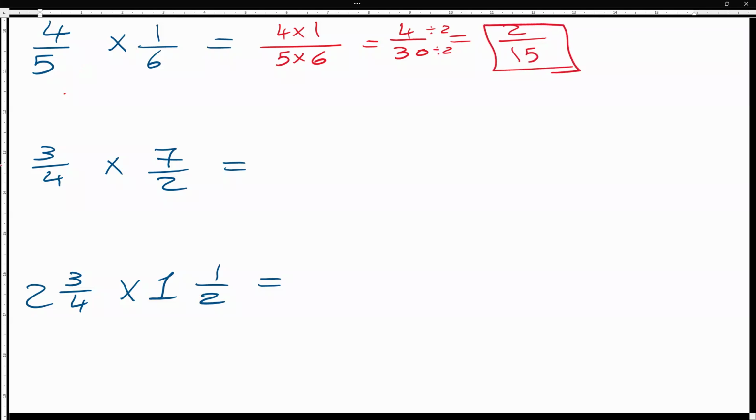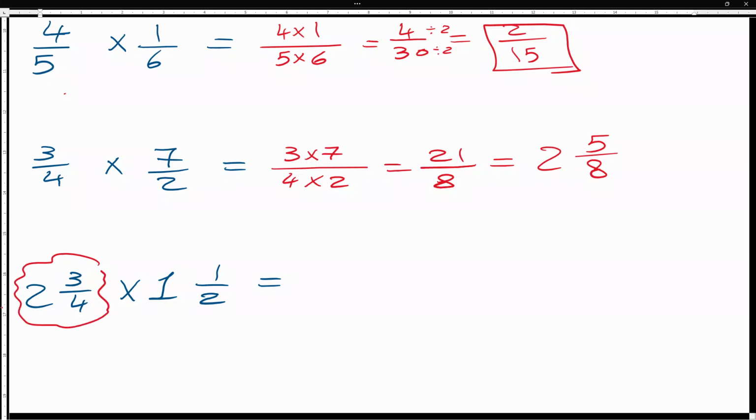What about this one? Again, 3 times 7 divided by 4 times 2. 21 divided by 8, which is equal, how many 8s in 21? We've done this question before in a different way. 2 5/8.